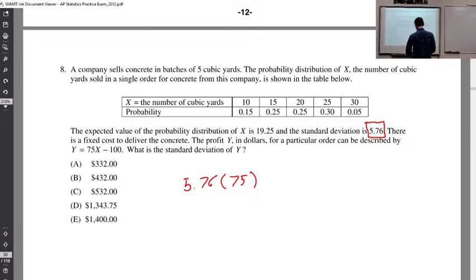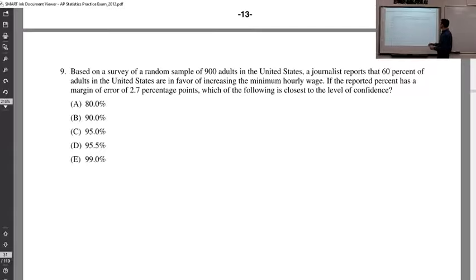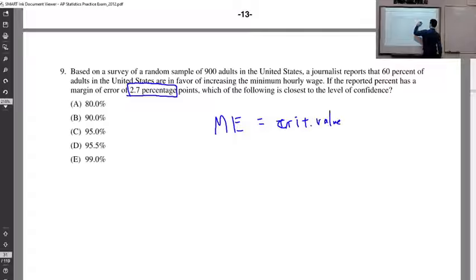Next one, number 9. This one's pretty heavy formula-wise. I want the margin of error to be 2.7 percentage points. Remember, margin of error is the part that comes after the plus or minus in the confidence interval. So it's the critical value times the standard error. That is my margin of error formula. Critical value times the standard error.